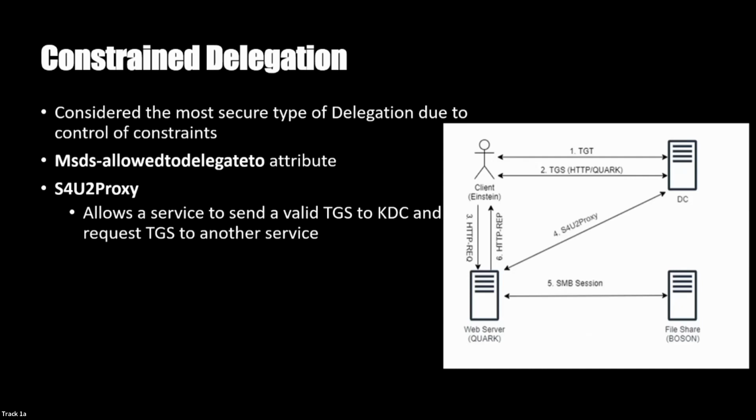One of the main things to note again here, the biggest difference between constrained delegation and unconstrained delegation is here in that second step, that fourth step where you get that S4U2Proxy. In unconstrained delegation here, that web server would receive that TGT, the same TGT that the client got there in step two.